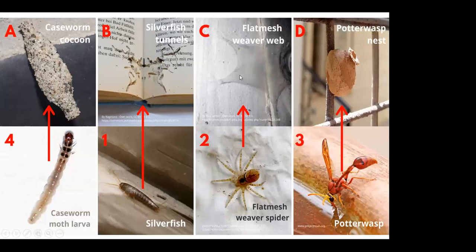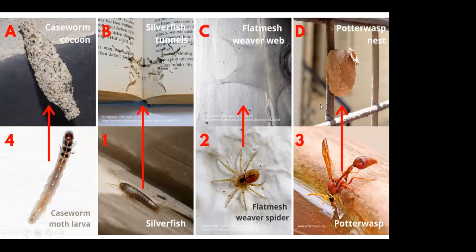The third pairing, which is C to 2, is a sheet web or a flat mesh web. You may have seen these in the corners of your houses. In the corners of walls, you can see these small little webs made of spider silk. And that is made by somebody called the flat mesh weaver spider. These spiders are very small. You may not even be able to see them very clearly unless you look very carefully or with a hand lens. And they build these small, very fine webs. And I'm sure if you look around your house, you can see them.